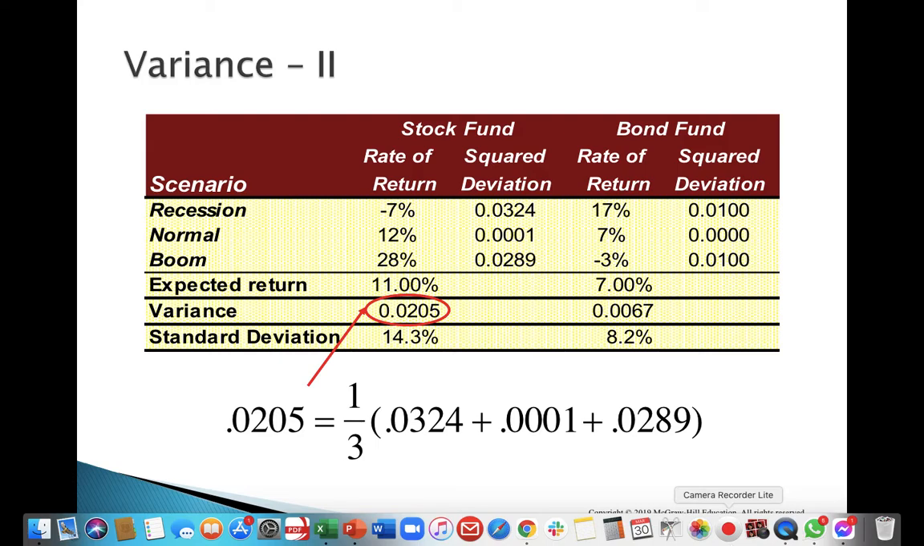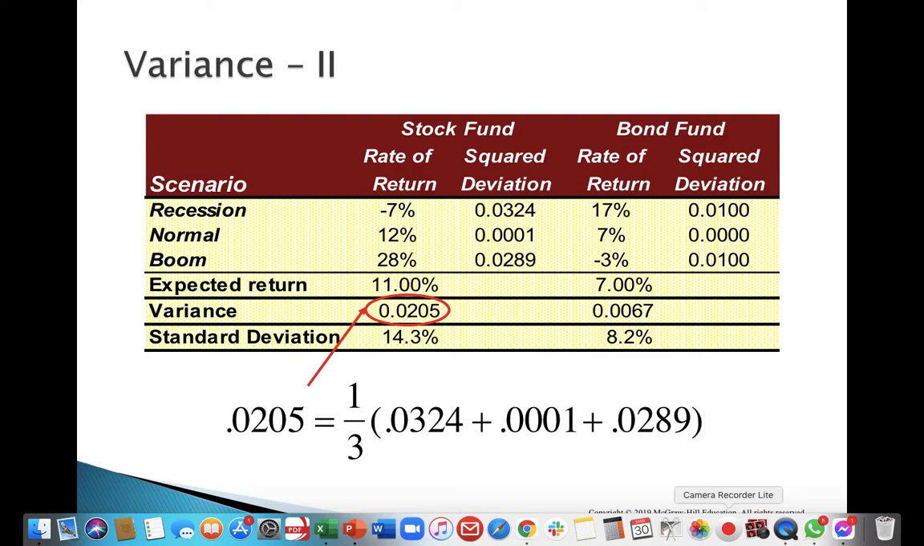Multiplied by all the divisions multiplied by the probability, or you can say number of situations, 3 here, so divided by 3, as you know, will give you the variance. Sum of squared deviation divided by number of consequences, 3 here, so divided by 3 will give you the variance. Variance is how much? 0.0205.